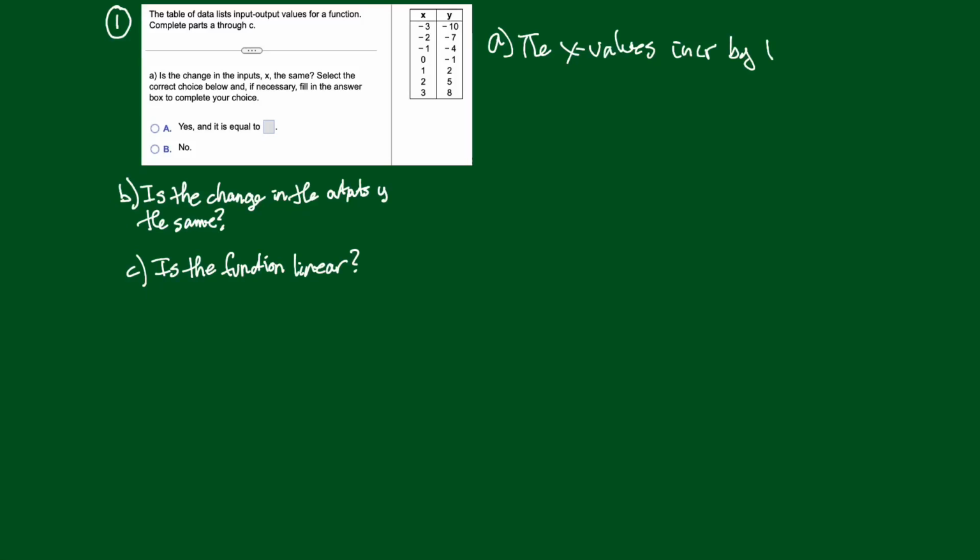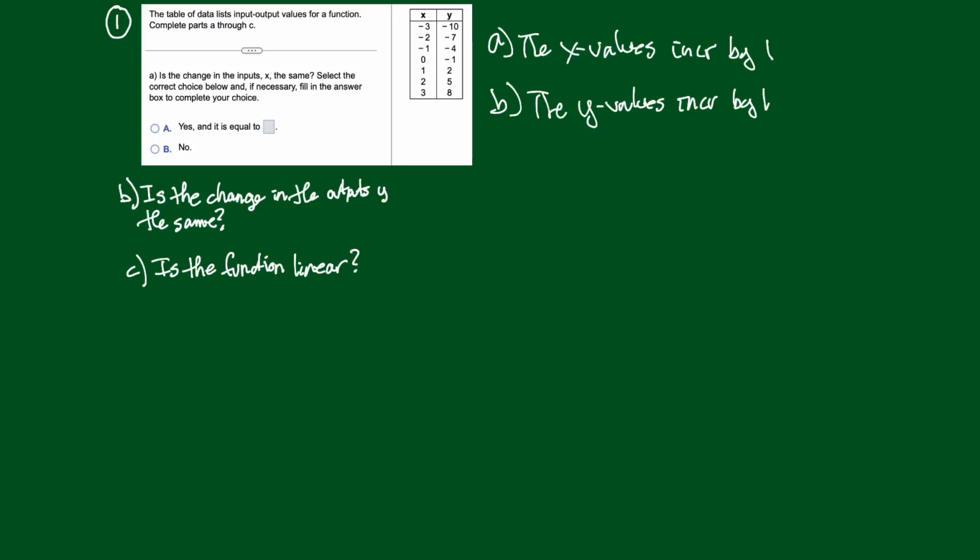So as you can see here, as you start at any x value, you increment it by 1 each time. Now, part B is down here. And part B is: is the change in the outputs, the y's, the same? So look at the y's. Now, the y's, we're going from -10 to -7, up 3. -7 to -4, up 3. -4 to -1, up 3. -1 to 2, up 3, up 3, up 3. So it looks like the y's are increasing by 3 each time.